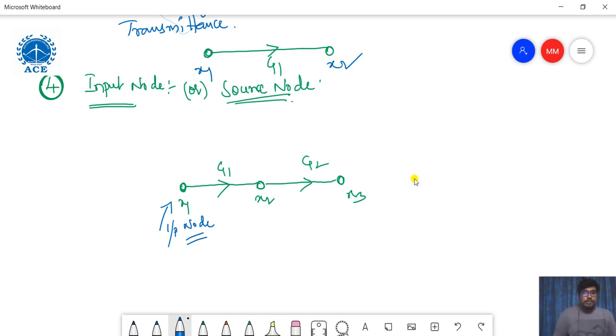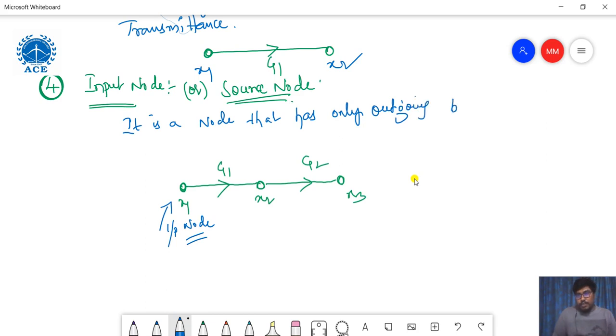So what is the definition? I can say that it is a node that has only outgoing branches. It is a node that has only outgoing branches, there are no incoming branches. For example, this one.